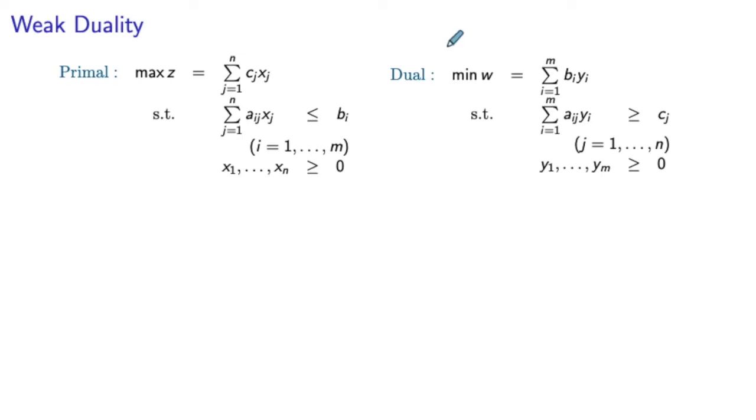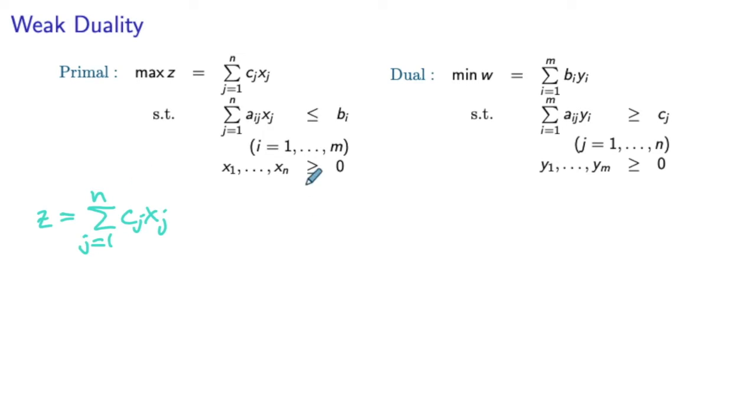And to derive the property of weak duality, we will essentially go over the same exercise we went through when we did the motivational example, but now we are going to do it for the general case. Alright, so we have Z, the primal objective, and the primal objective is given by the summation of Cj's xj's for j between 1 and n.